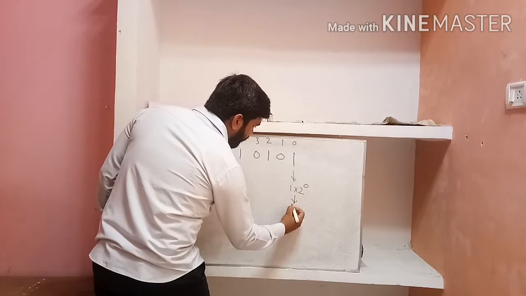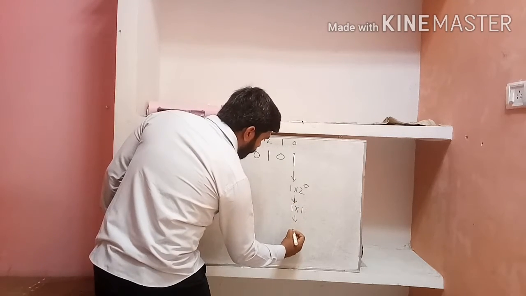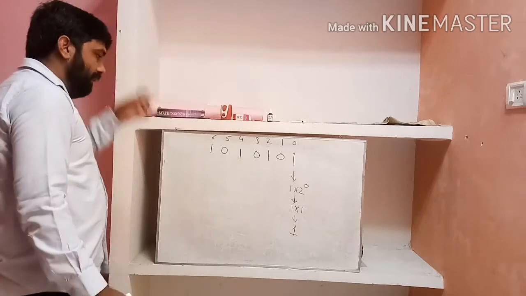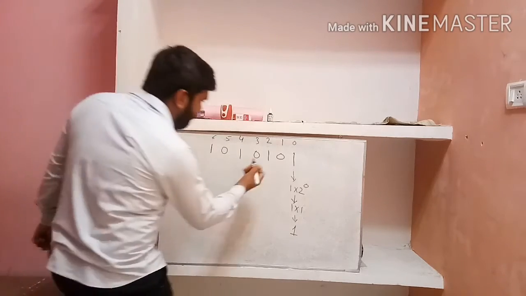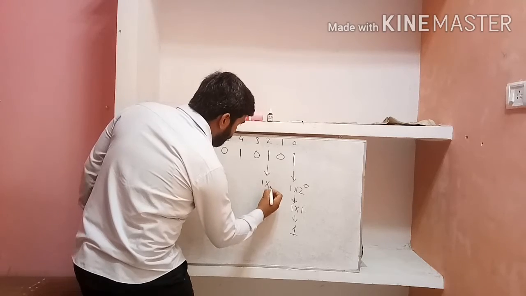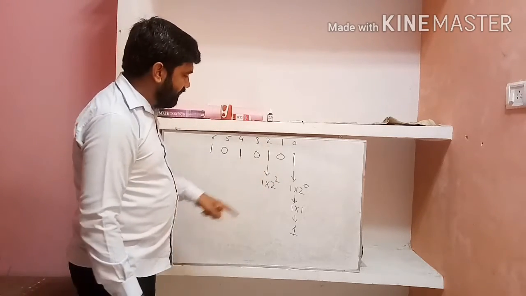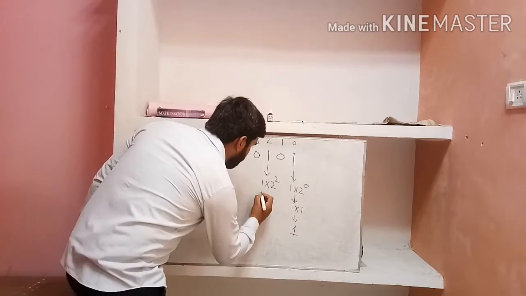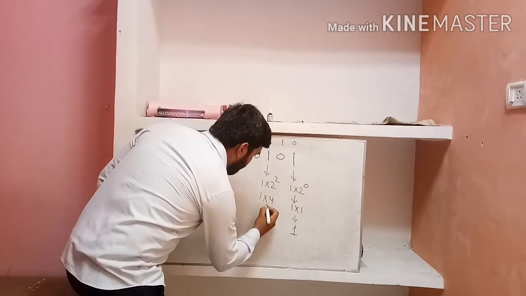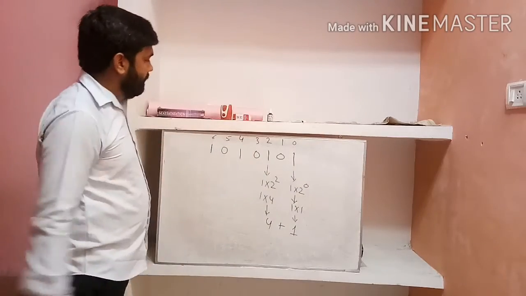2 to the power 0 value is what? 1. 1 multiplied by 1, you are going to get 1. Now for this you see similarly. Similarly you calculate 1 into 2 to the power 2. See? Its position is 2. 2 to the power 2 value is 4. So 1 into 2 to the power 2 value is 4. Again it will come down. You will get 4. You write all down.